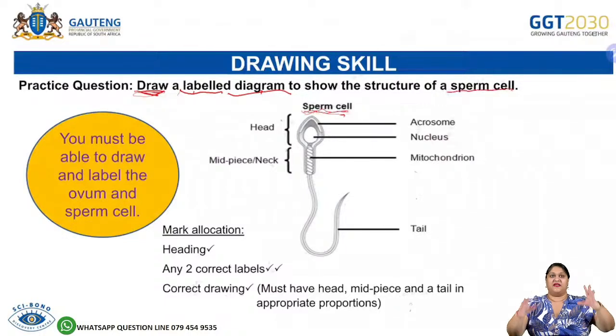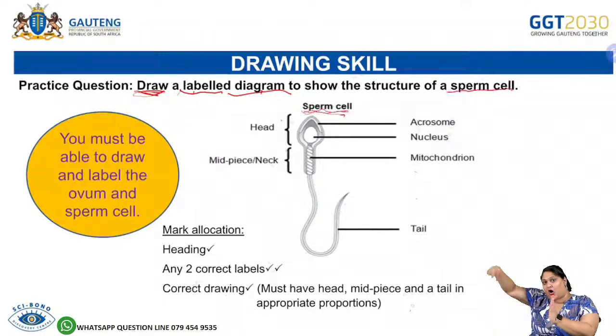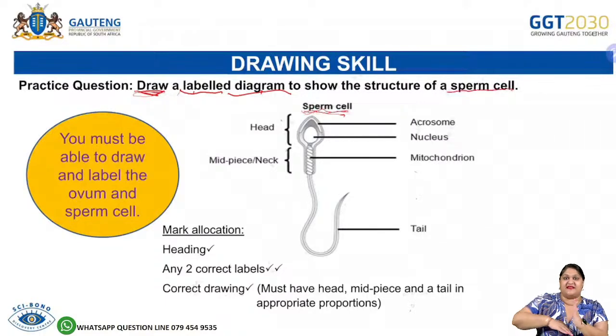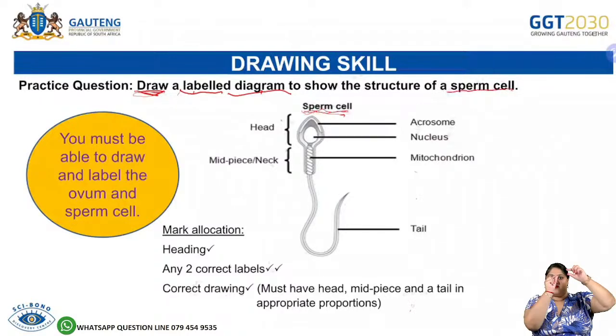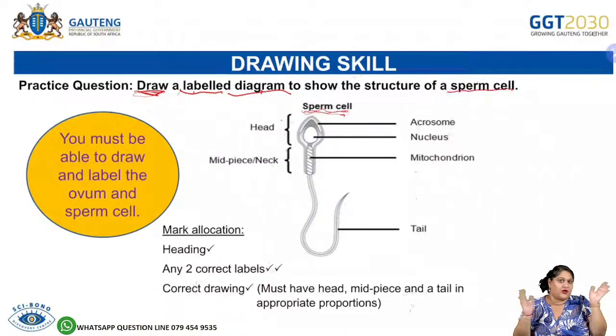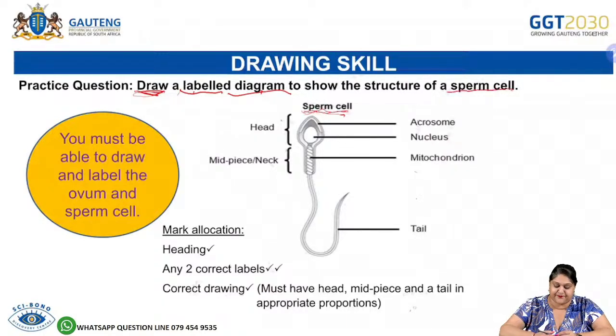So in other words, we need to have a smaller head. We have to have a head. We have to have a smaller neck region, or the narrower neck region, and a long tail. That's why I'm emphasizing that long tail. Okay, so we cannot have this big head and this big neck region, and then a small little tail. Then you're not going to get the mark. Right, so it must be in proportion. It must look like a sperm cell.